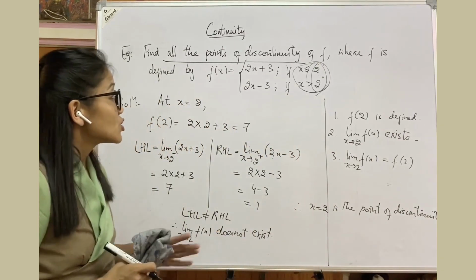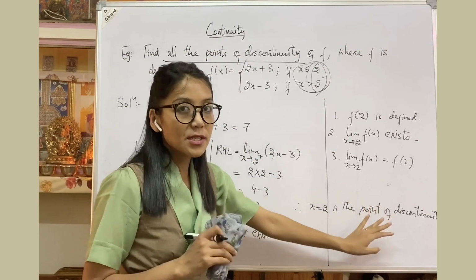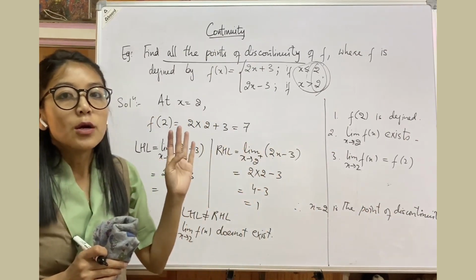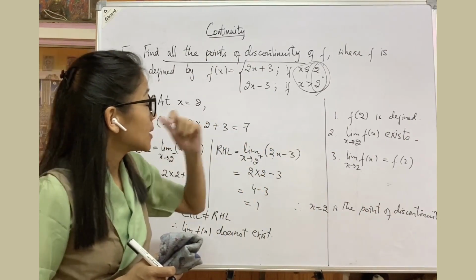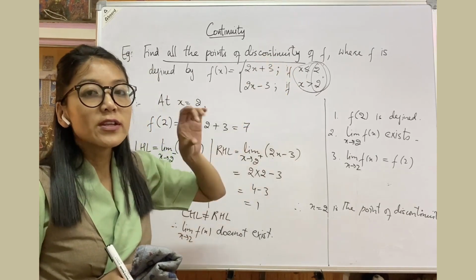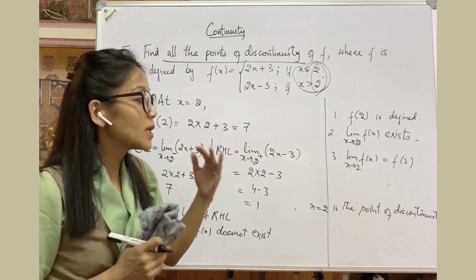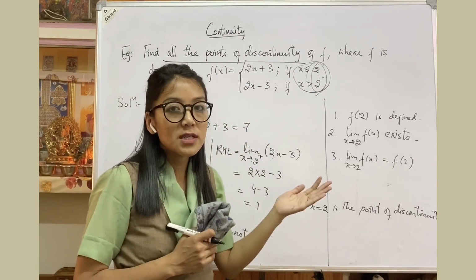Is that clear? So here you are asked to find the point of discontinuity. So you will write 2 is the point of discontinuity. So only 2 will be the point of discontinuity. Rest, there won't be any point of discontinuity. Okay, so even if in the question it is asked to find all the points of discontinuity, you don't think that you will get more than one point of discontinuity.